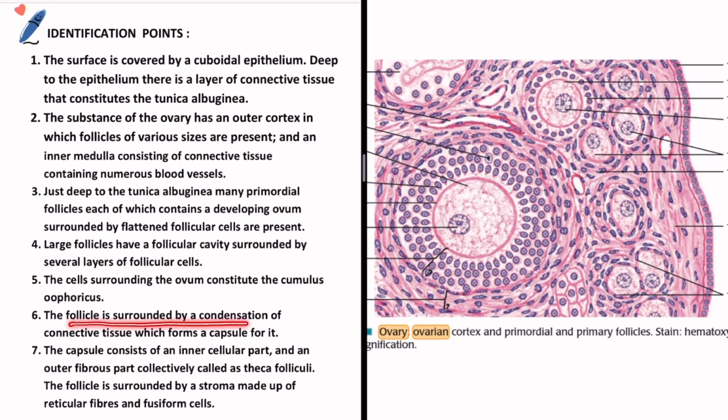Follicle is surrounded by a condensation of connective tissue which forms the capsule of it. The capsule consists of inner cellular part and outer fibrous part, collectively known as theca folliculi. The follicle is surrounded by stroma made up of reticular fibers and fusiform cells. So this was all about ovary.